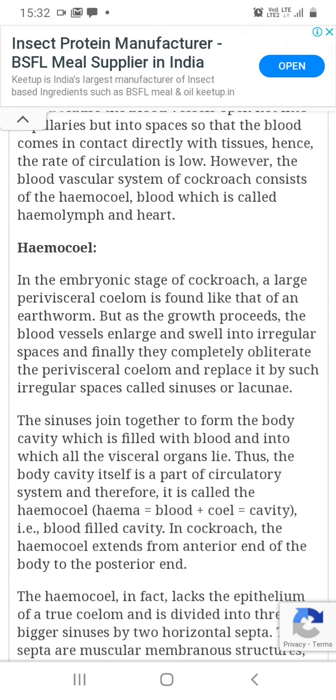Hemocoel. In embryonic stage of cockroach, a large perivisceral coelom is found like that of an earthworm, but as the growth proceeds, the blood vessel enlarges and swells into irregular space, and finally they completely obliterate the perivisceral coelom and replace it by such irregular space called sinuses.